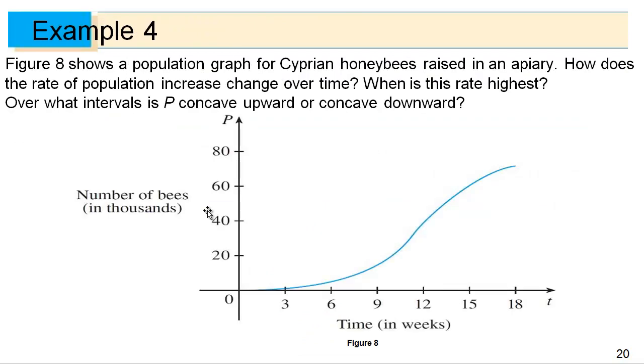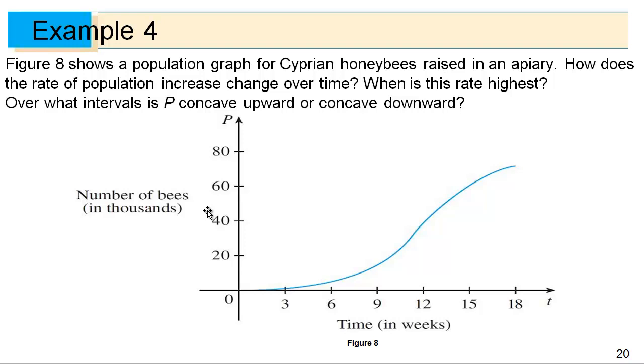Okay, this graph here shows a population graph for Cyprian honeybees raised in an apiary. Now, how does the rate of population increase change over time? When is this rate highest? And over what intervals is P, the population, concave up or concave down? So now we have questions that are related to the rate of change, the rate of growth, and not just the actual amount, right? This graph here, this blue line, represents the population of honeybees.